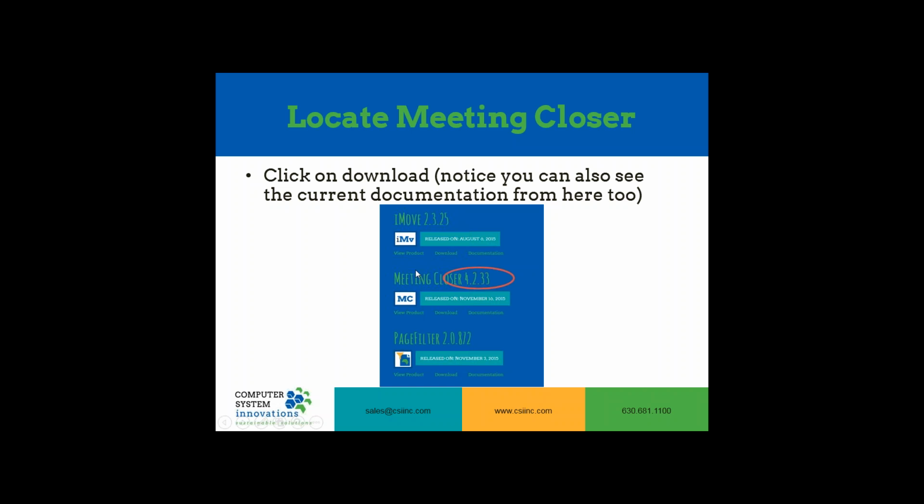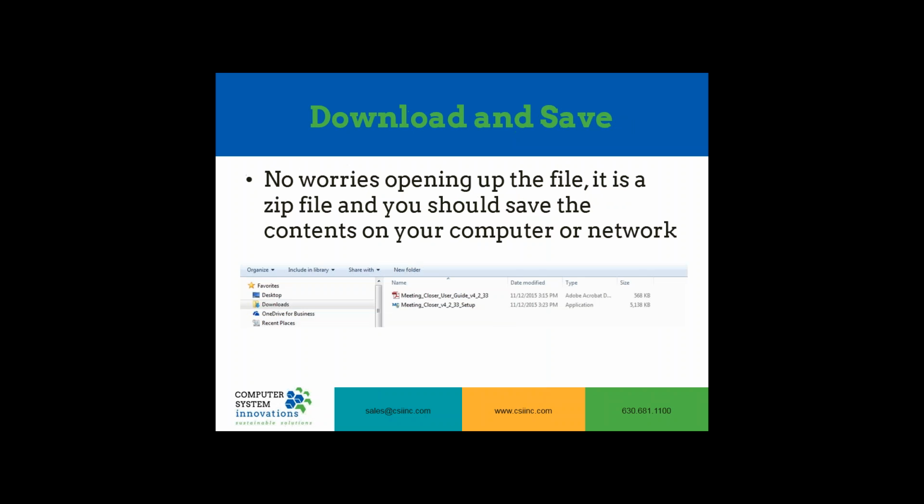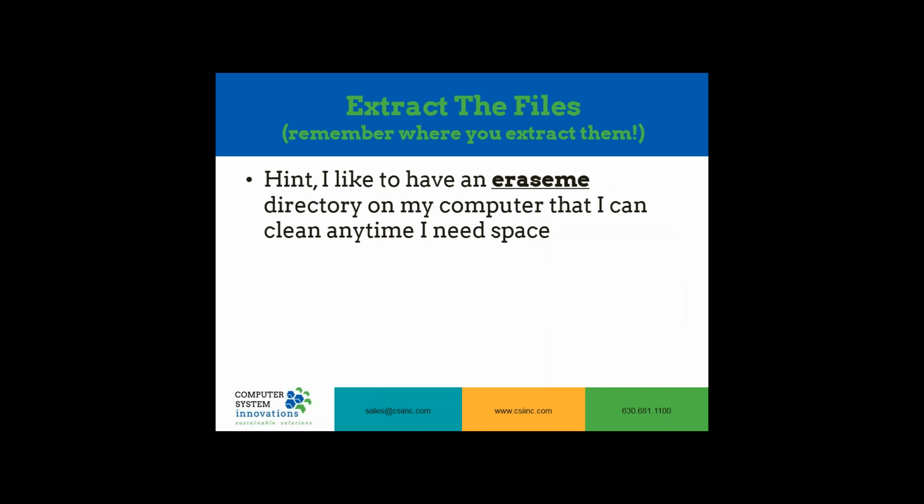However, you can click right here on documentation and see what the latest release offers over yours. You're going to go ahead and open up the file. It's a zip file. I like to save it on my computer or my network. I use an erase me directory on my own computer. It's just stuff that I can erase. Remember, Meeting Closer can be installed on as many PCs as you like there.